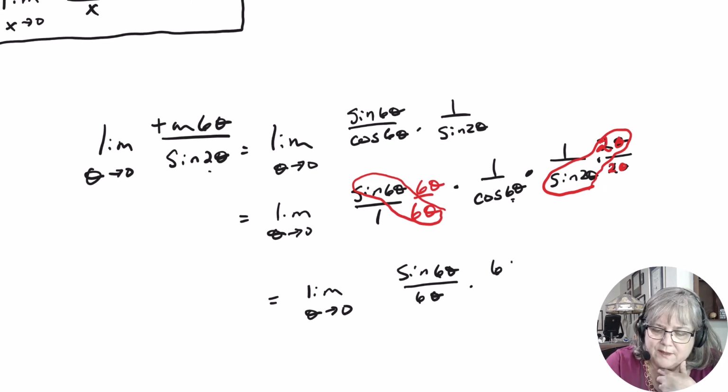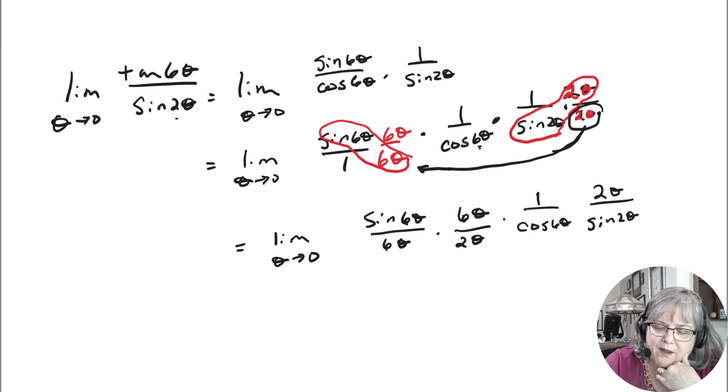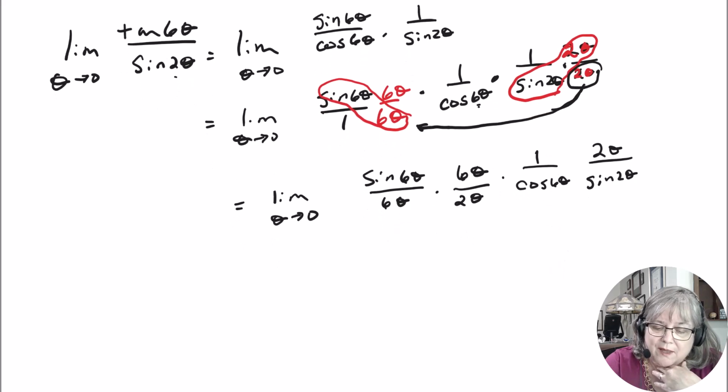So you have this 6 theta still left, times 1 over cosine 6 theta. And you have 2 theta over sine of 2 theta here. And I'm going to take this 2 theta and drag it back over here with these other red ones, so you'd have over 2 theta here. So I'm bringing this 2 theta back over, okay? And 6 theta over 2 theta is just 6 over 2, right? I'll reduce that in just a minute. But these thetas are going to cancel out.